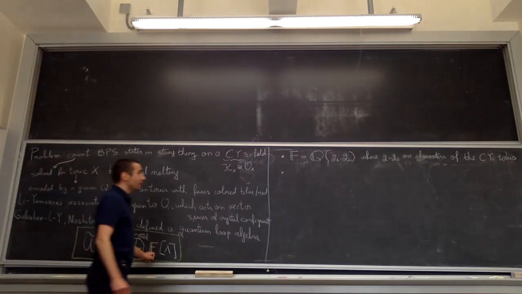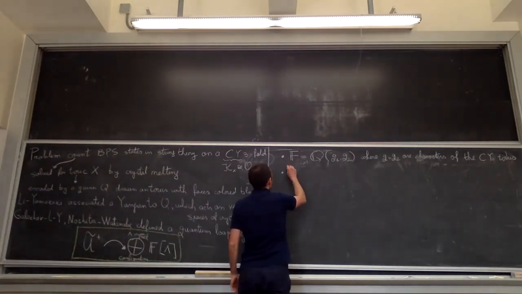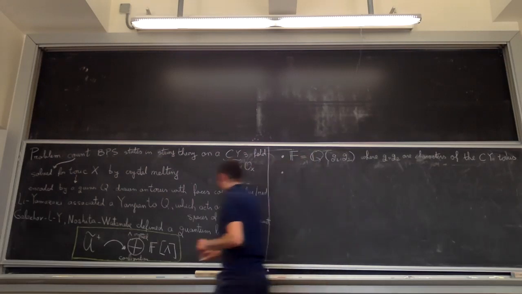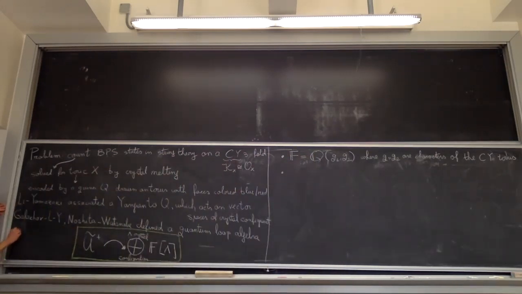The next one doesn't even appear in this picture. So, let's introduce some notation. Let's write I for the vertices of Q. This is going to show up repeatedly. And E for the edges of Q.